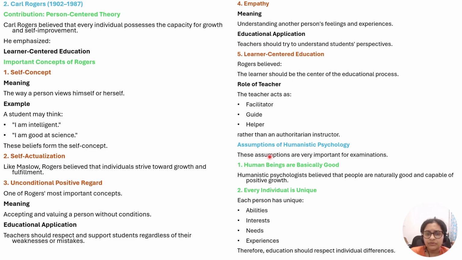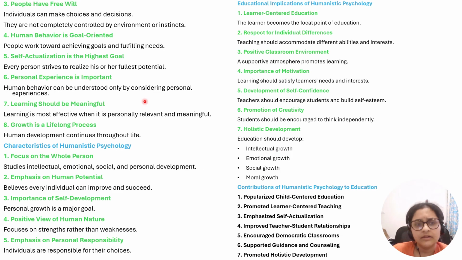Then assumptions of humanistic psychology. Humans are basically good. Okay. All humans are good. Then every individual is unique with respect to abilities, interests, needs, and experiences. People have free will. Individuals can make their own choices and decisions. They cannot be controlled. Human behavior is goal oriented. Self actualization is the highest goal. Okay, you have to remember this. What is the highest goal? Self actualization. Then personal experience is very, very important. Learning should be meaningful and growth is a lifelong process.